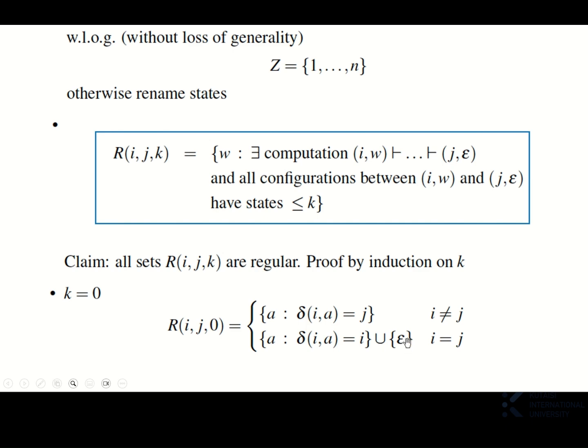But the other option is that you directly go from i to j. If they're not equal, the whole point is that if you're looking at Rij0, there cannot be any state in between, because a state will have a number and it will be bigger than 0. So Rij0 only consists of single letters or nothing.